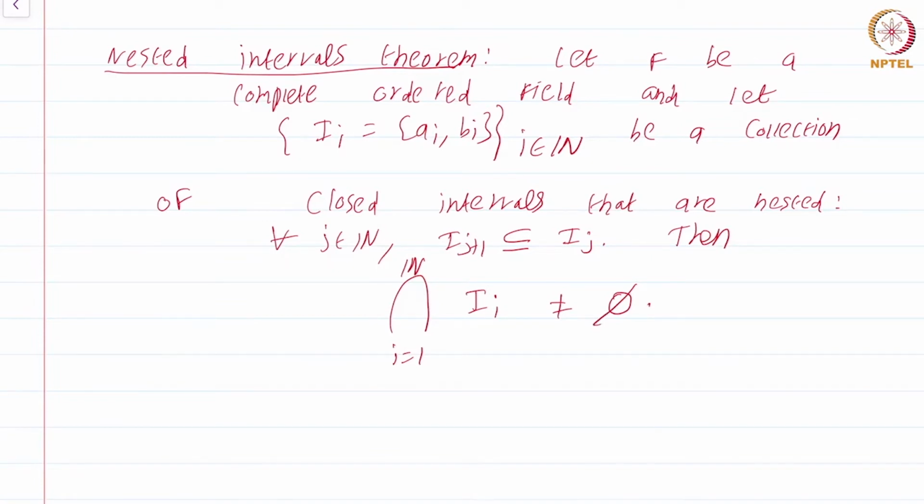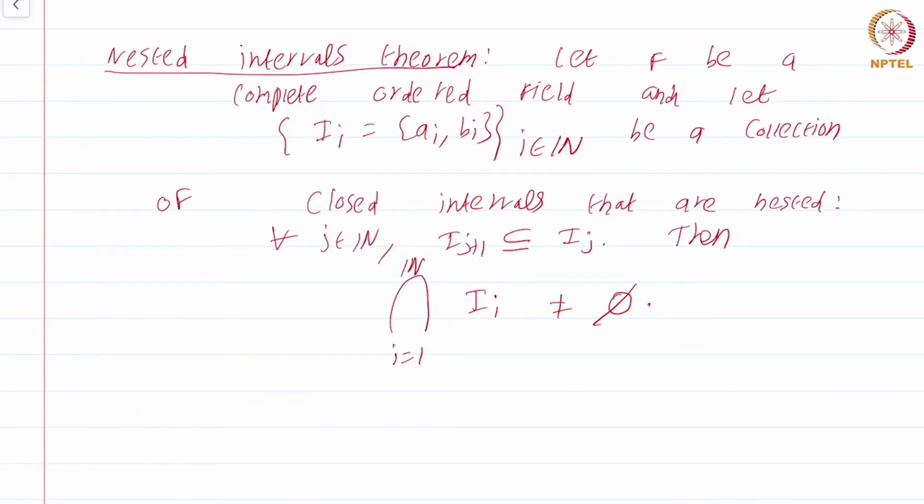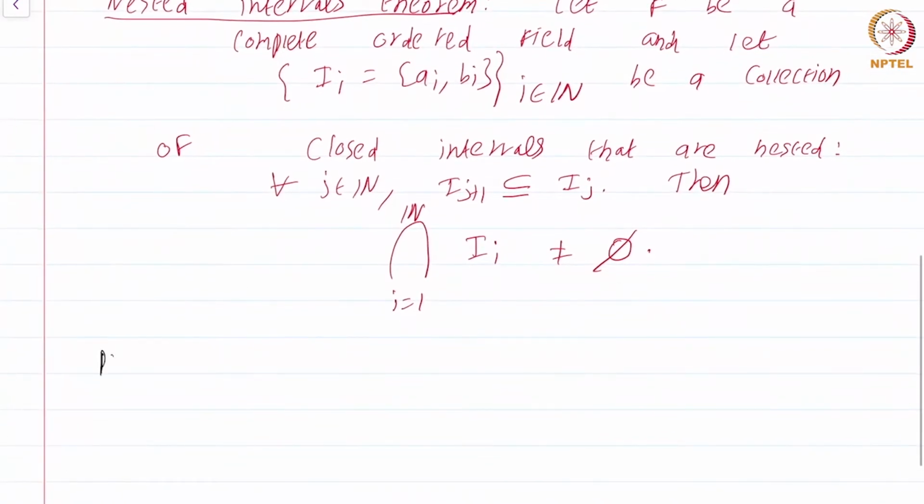So what this says is I have a collection of intervals that are parameterized by the natural numbers, closed intervals, that is very crucial. Then it turns out that when I take the intersection of all these intervals, I get the empty set. I don't get the empty set, sorry. I completely reversed the conclusion. I don't get the empty set. Proof.